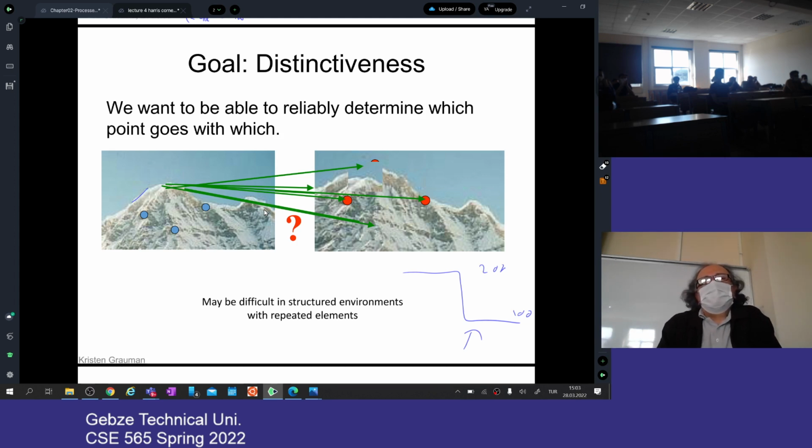So the distinctiveness of an edge is not that much. It's a nice feature, but it is not that distinctive. We need something more distinctive.